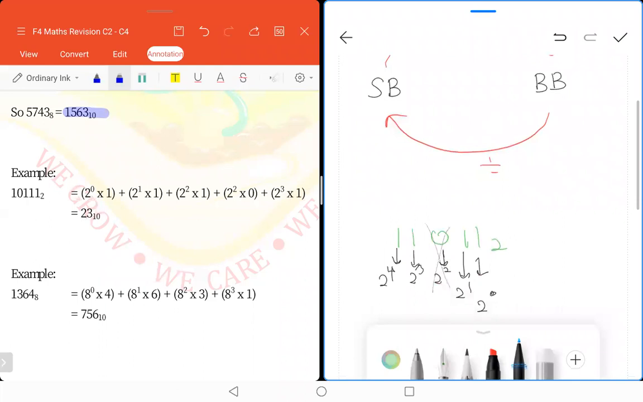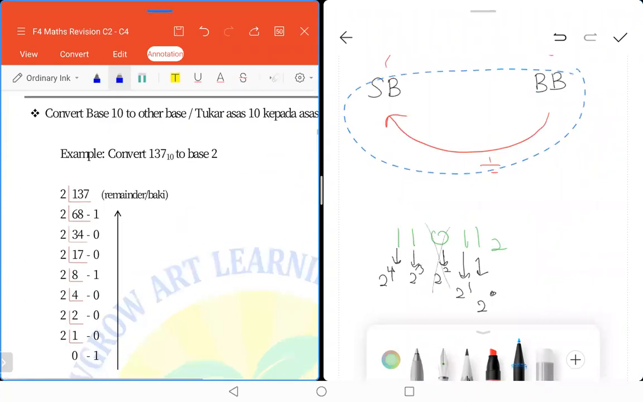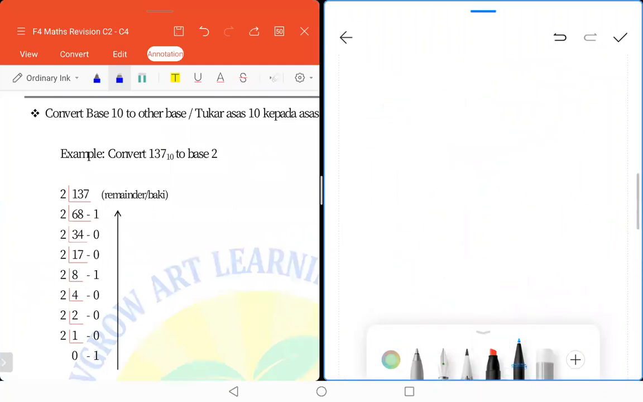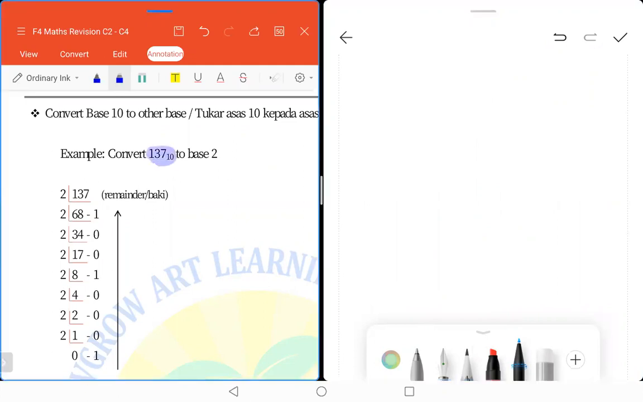Now we will go to the bottom part. Bigger base to smaller base, we need to divide. So it will be the repeated division method, and we get the remainder. So over here, your times tables must be good. Okay, let's see. Convert base 10 to other base: 137 to base 2. To a smaller base, we divide.